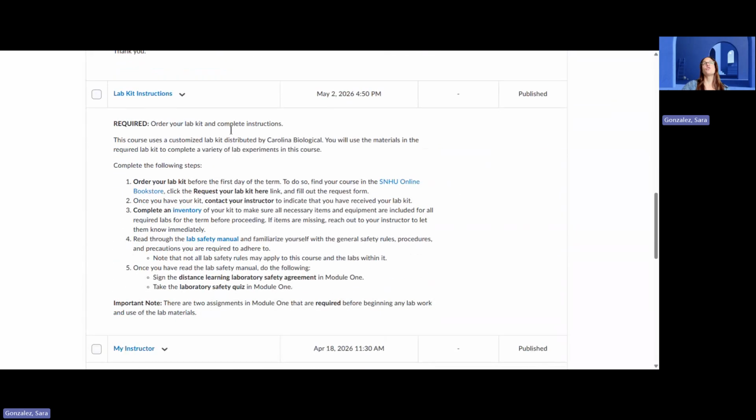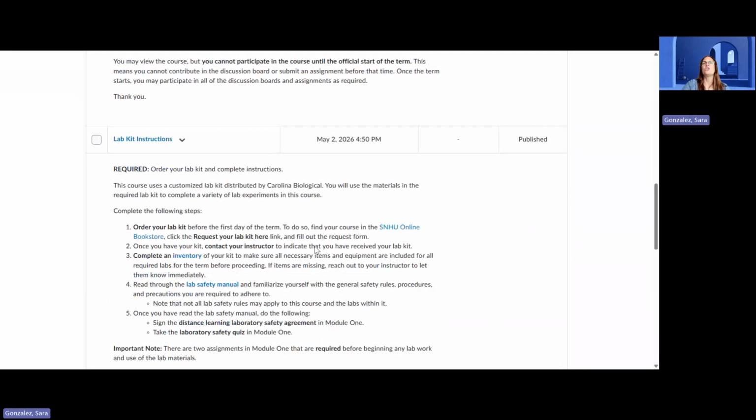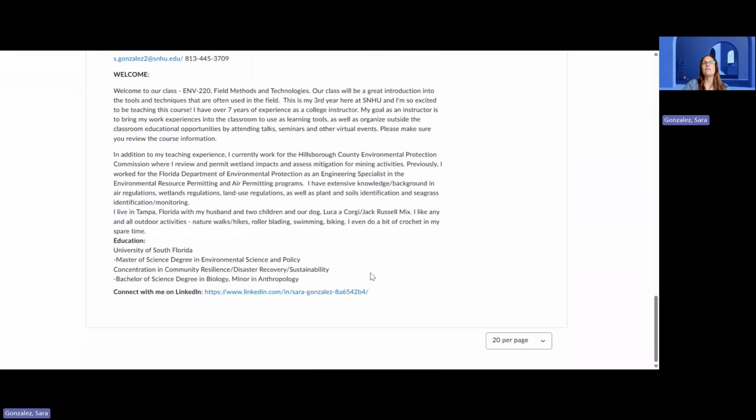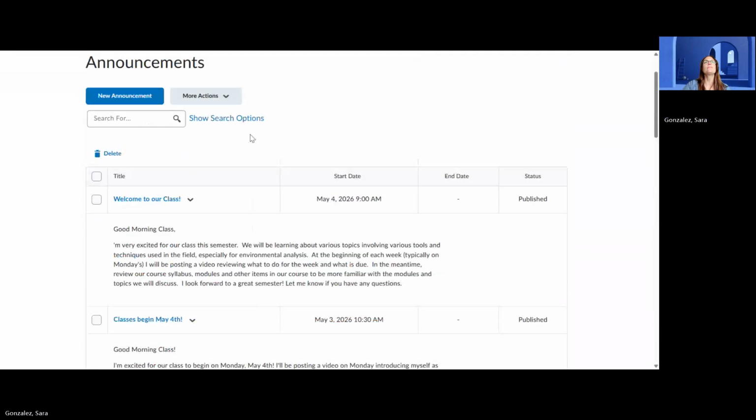Very important here is to make sure you complete or review your lab kit instructions. So hopefully you do have your lab kits. Make sure you have an inventory. So make sure item 3, you complete this for the whole semester. If you're missing anything, or anything's broken, please contact the lab directly. It's kind of out of my hands as to how to replace it. So just make sure you contact the lab directly for that. And you can also learn a little bit about me and my background information here as well.